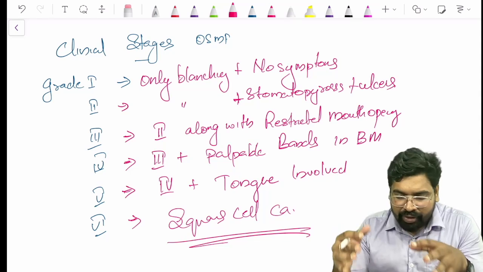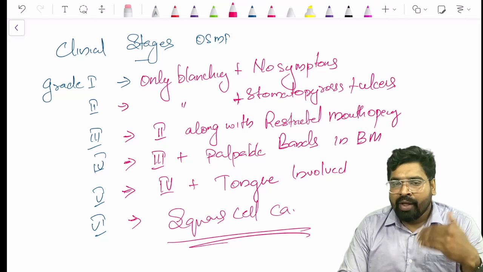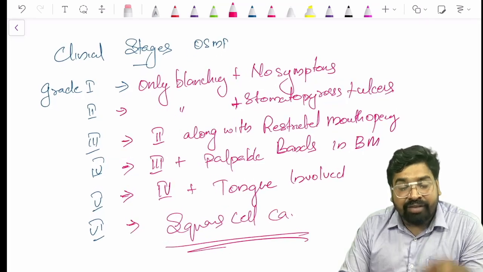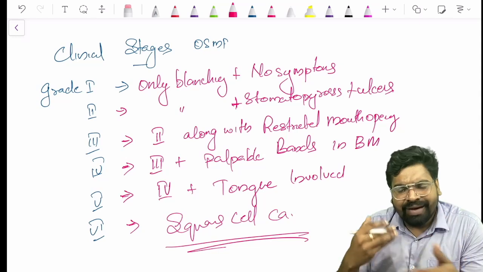So this is about your oral submucous fibrosis. I hope you understood the mechanism behind it, the causative factors behind it, the signs and symptoms in oral submucous fibrosis, and how you can clinically stage it.